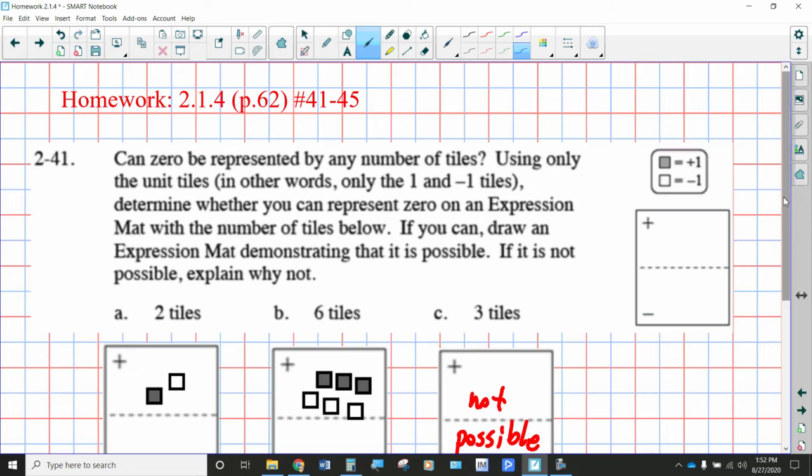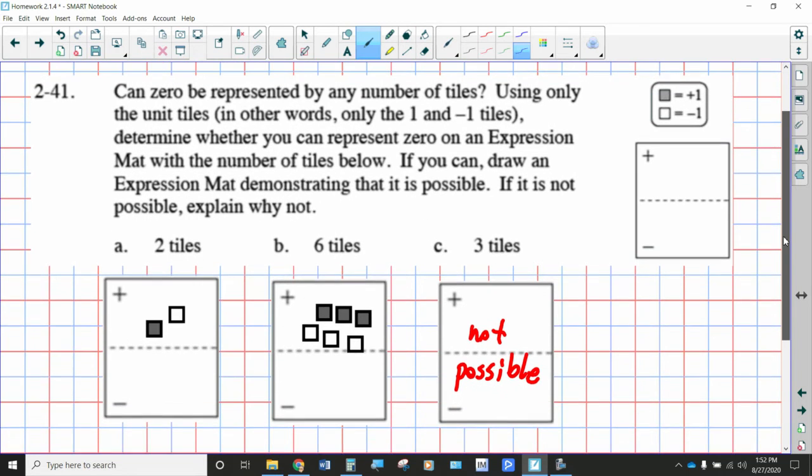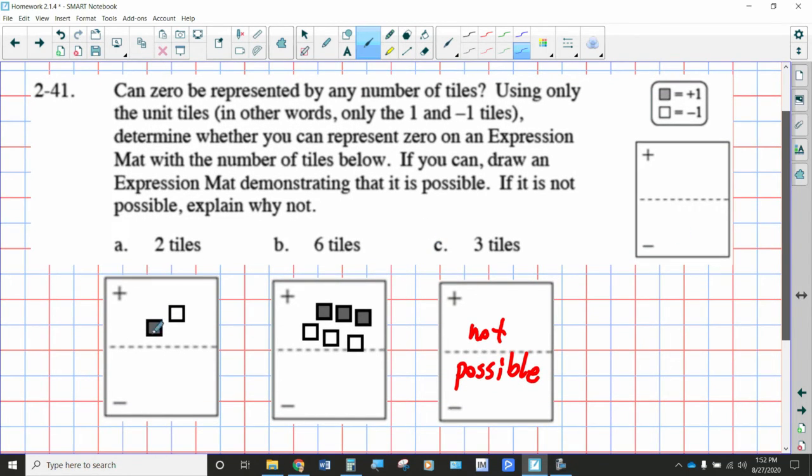Problem number 41, can 0 be represented by any of these tiles? And here it's like, yeah, you could do two tiles. One of them is a positive and one's a negative being added together. So 1 plus a negative 1 absolutely works to make 0. Here with 6 tiles, you got 3 positives being added to 3 negatives. They would cancel each other out because you've got a matching number of positives and negatives.